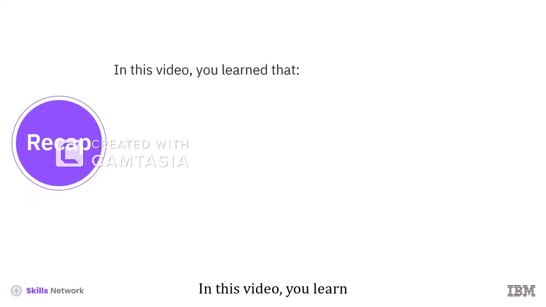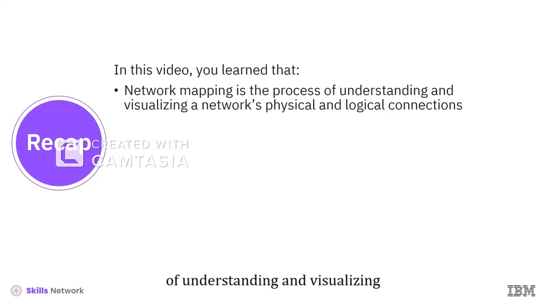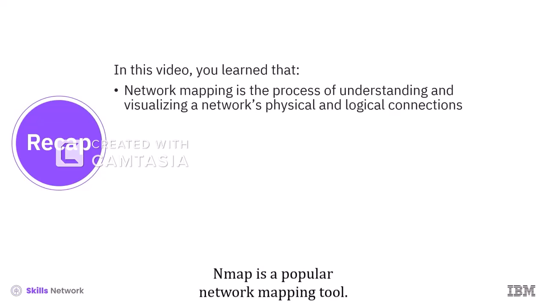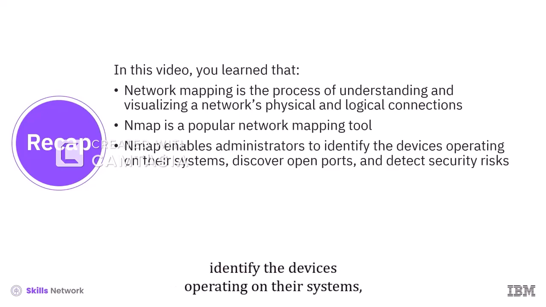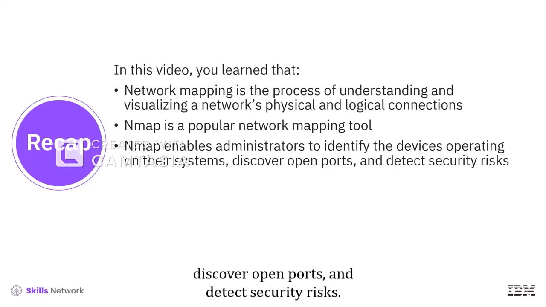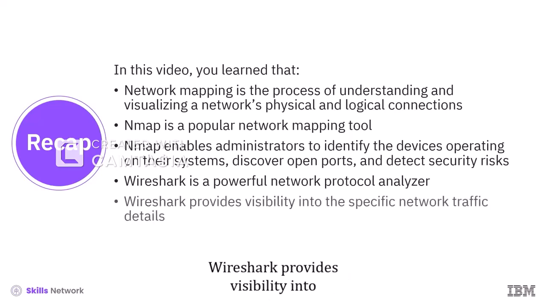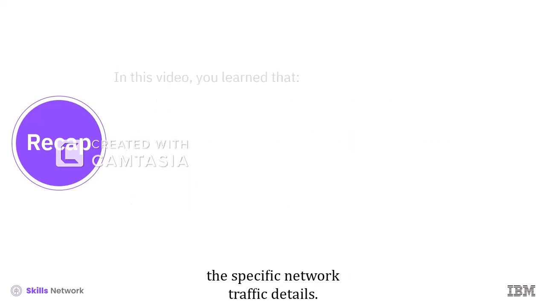In this video, you learn that network mapping is the process of understanding and visualizing a network's physical and logical connections. Nmap is a popular network mapping tool. Nmap enables administrators to identify the devices operating on their systems, discover open ports, and detect security risks. Wireshark is a powerful network protocol analyzer. Wireshark provides visibility into the specific network traffic details.